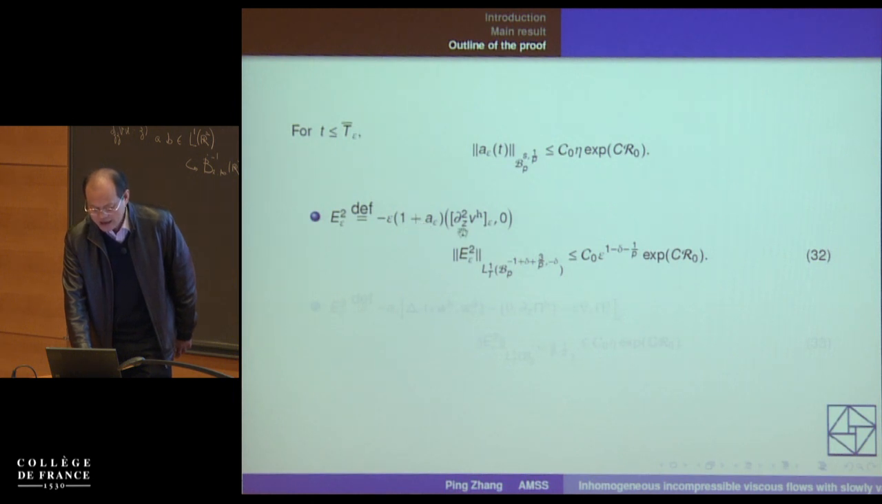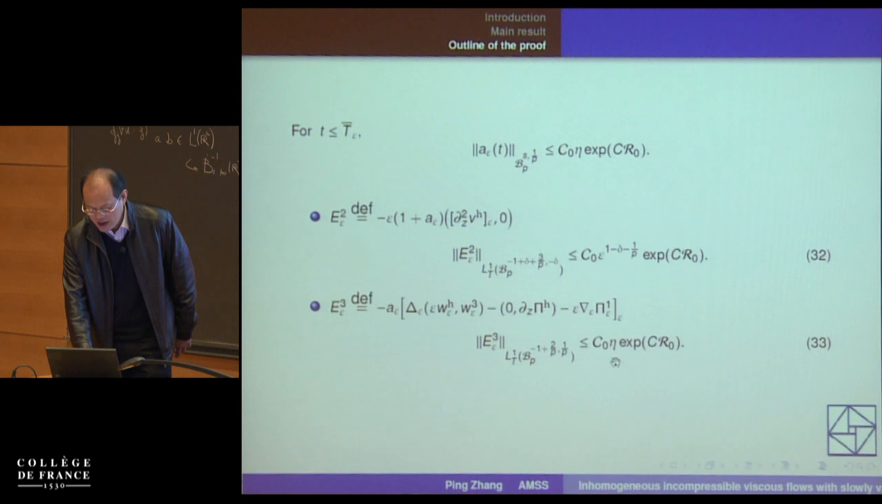With a good estimate of this term plus the decay estimate of the second term, by using the product laws in the anisotropic Besov space, we can prove E2 epsilon can be controlled by the right-hand side. And also, for the E3 term, we have a similar estimate. Instead of this epsilon power here, we have a small constant, C0 times eta. So this completes the estimate up to E3 epsilon.